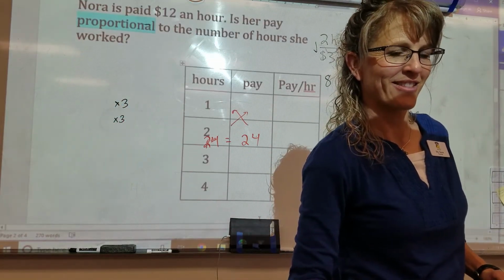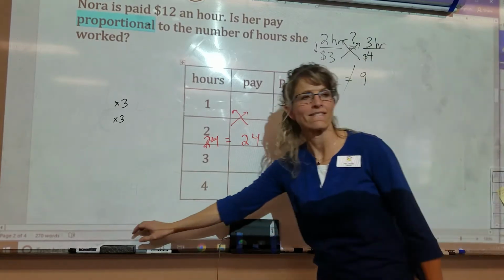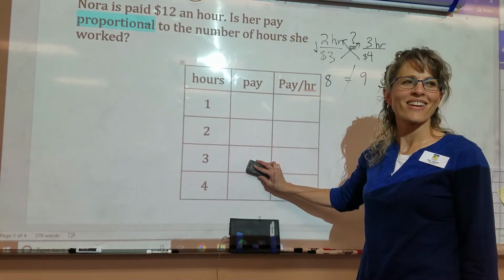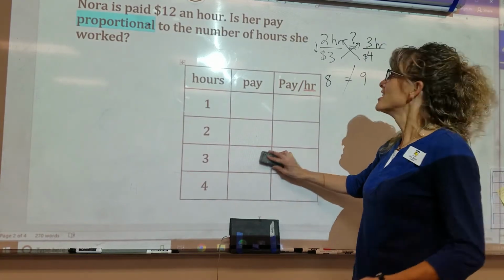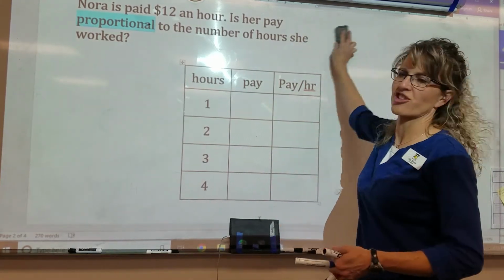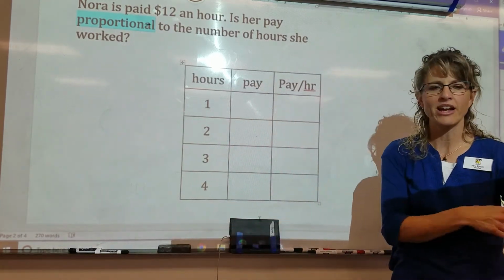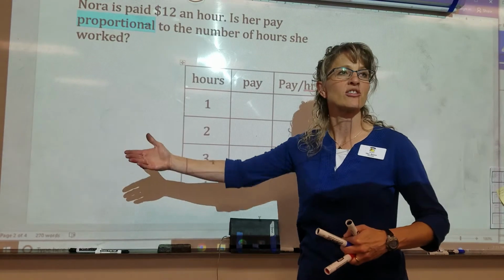Ethan? I know how it works though, because you have to pay $1 when you first get into the parking lot, and then every hour is $1. I think you're probably right. So sometimes it's not proportional because there's a starting fee or an extra payment before the rate starts.